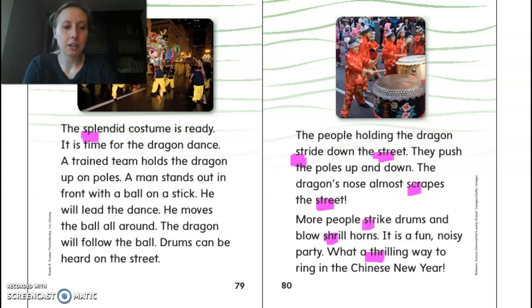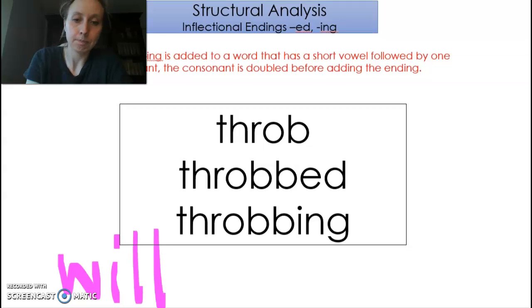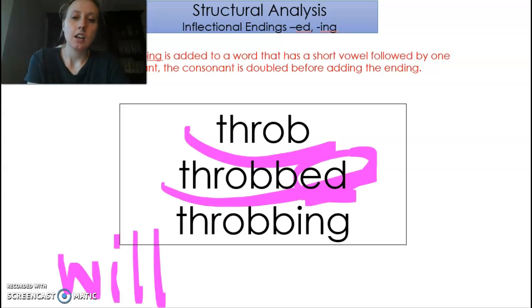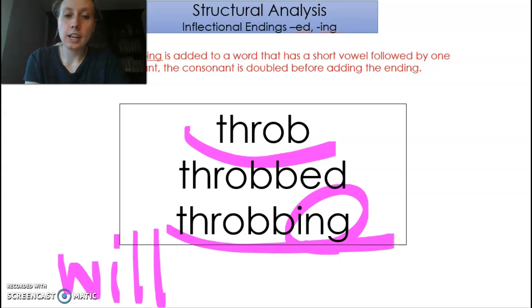And friends, you'll remember that we also celebrated the Chinese New Year by decorating our masks and doing a little march through the school. So once again, we're going to talk about a word, add ed for in the past and ing ending for present, and then I'm going to add the future, which is will. Okay, throb. So if it's in the past, we say throbbed. So ed means it's in the past. So if it's happening right now, it's throbbing. And then in the future, will throb.